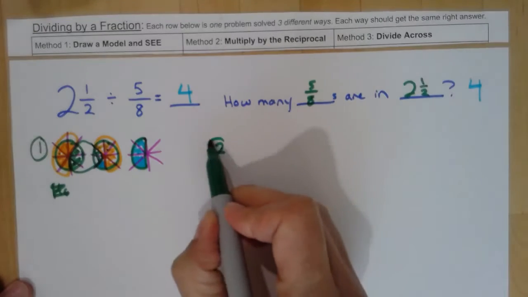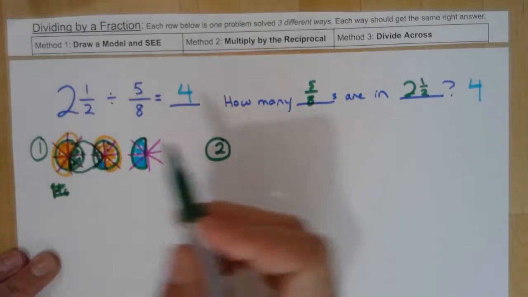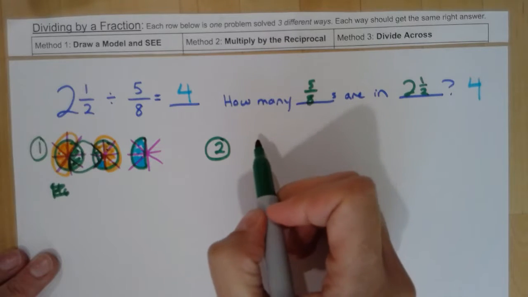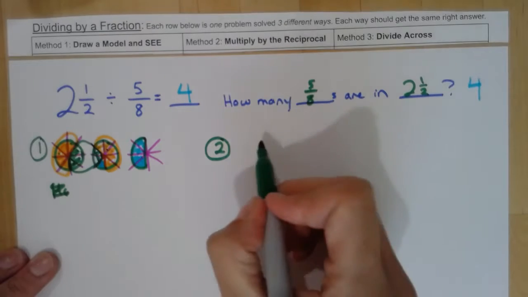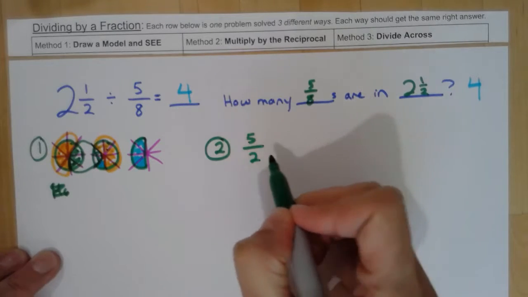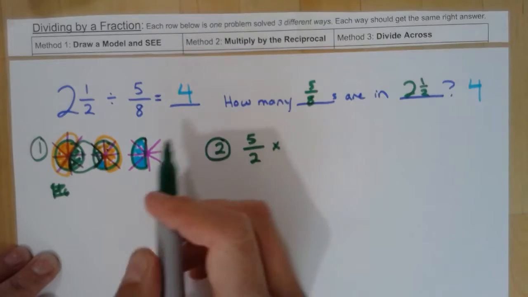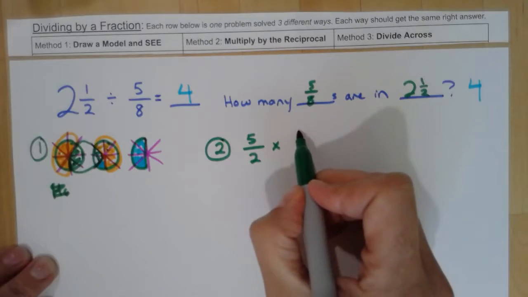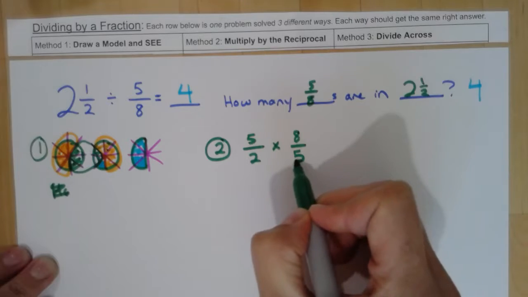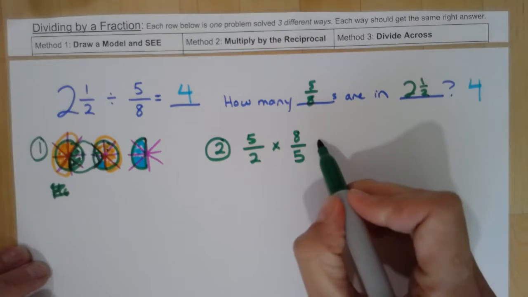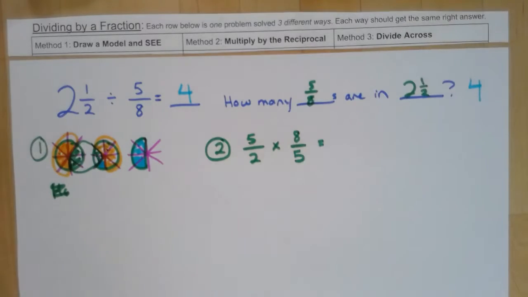Let's go ahead and prove to ourselves that that works by also doing the second method, multiplying by the reciprocal. And that method, I would keep the first fraction the same. However, I actually do want to rewrite it as an improper fraction. So 2.5 is the same as 5/2. Then I'm going to change my division to multiplication, and I'm going to multiply by the reciprocal. So my numerator and my denominator switch places. 5/8 turns to 8/5.